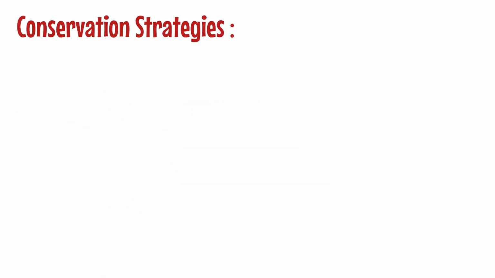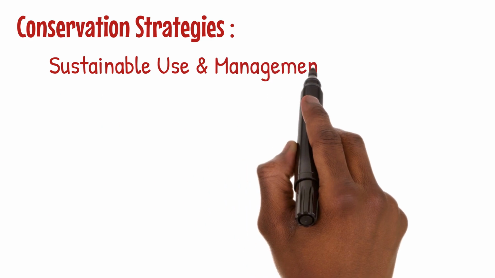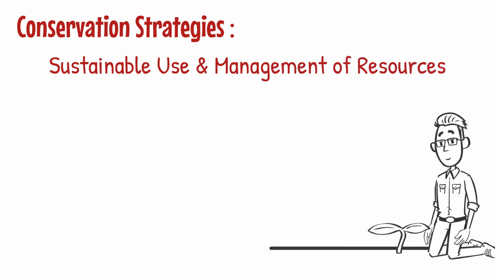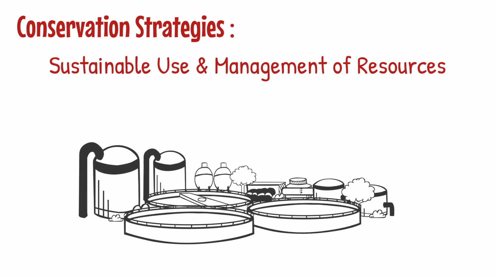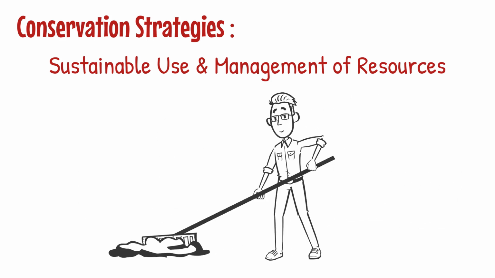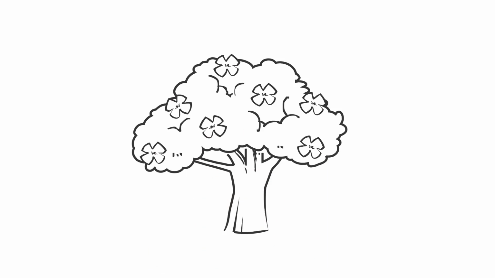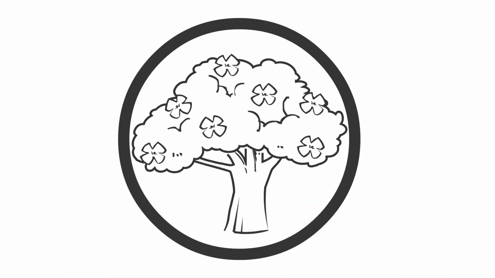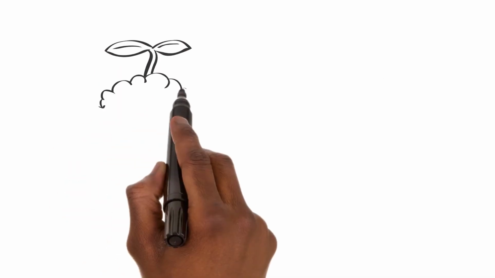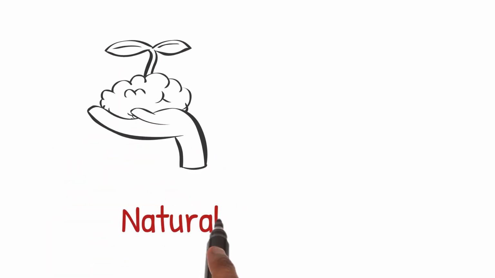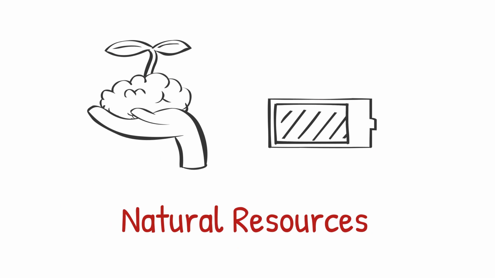Conservation strategies involve sustainable use and management of resources. This includes practices like reforestation, water treatment, and adopting sustainable agricultural techniques. These efforts not only preserve resources but also enhance their quality for continued use. Sustainable practices ensure the longevity and health of our natural resources.